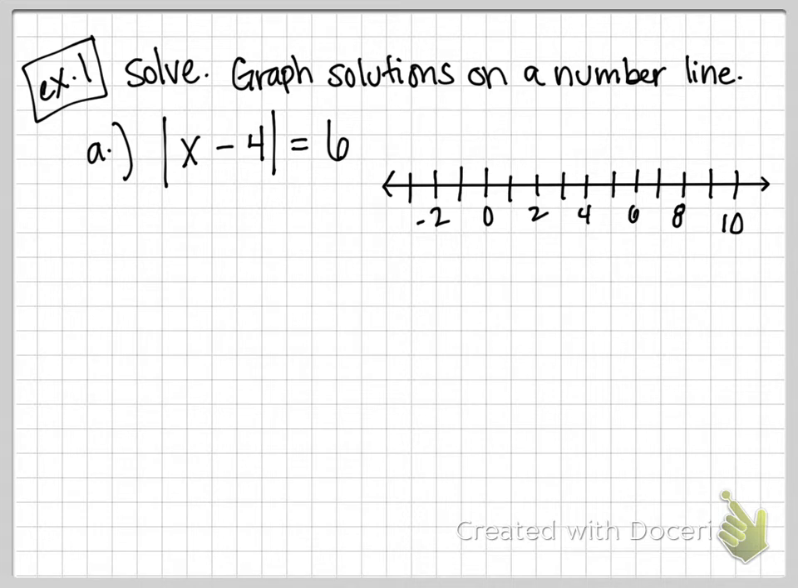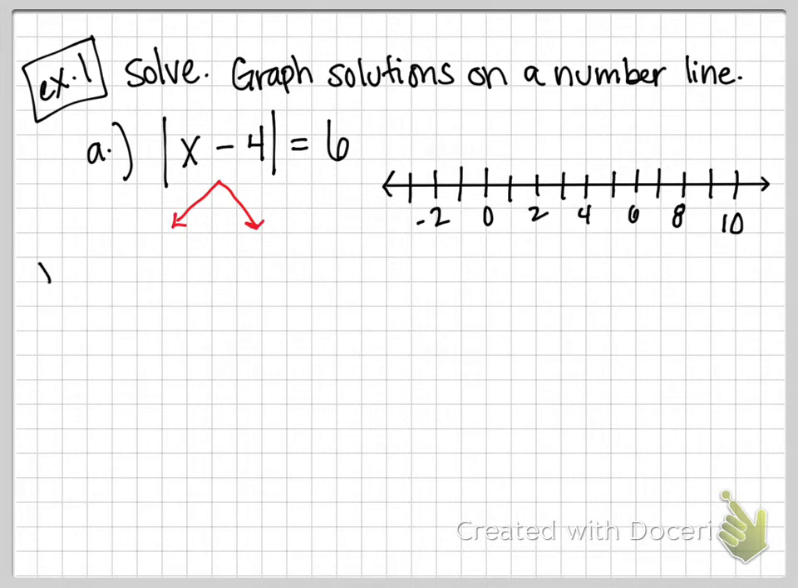So now, here's what we do. We're going to split the equation, and we're going to remove the absolute value signs. So I like to do it like this. I split it into 2.